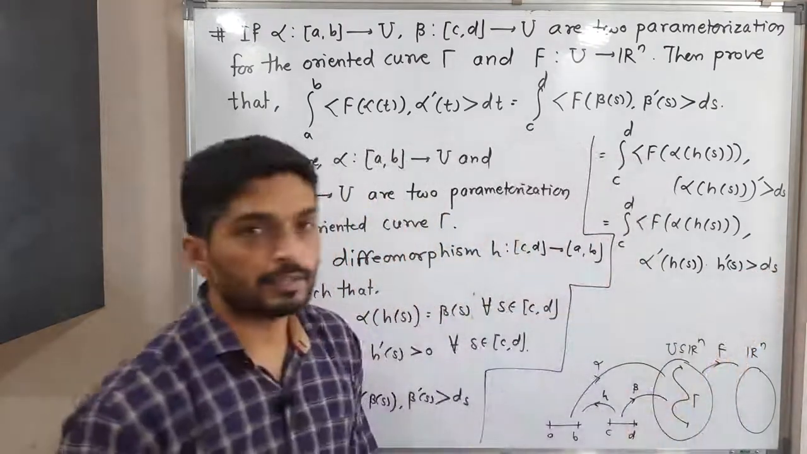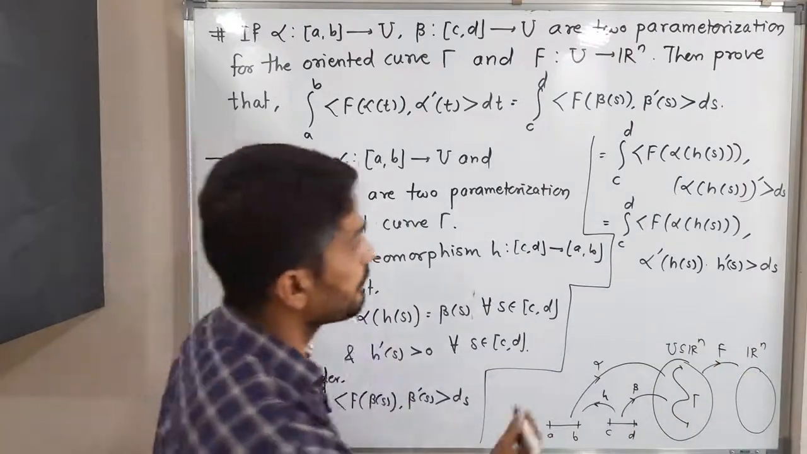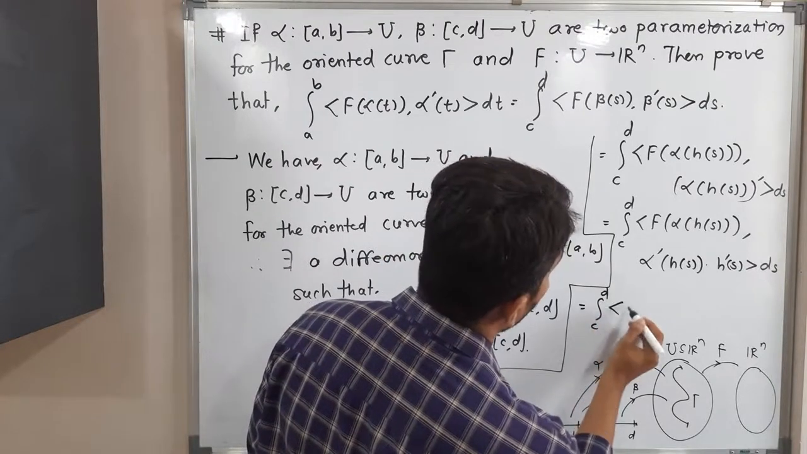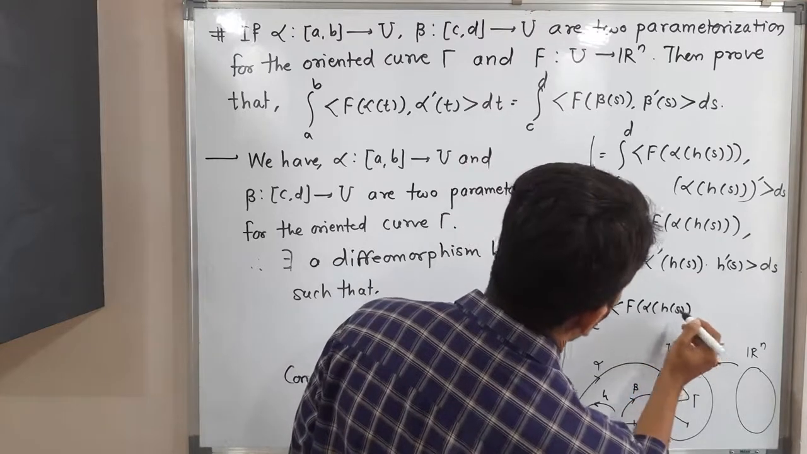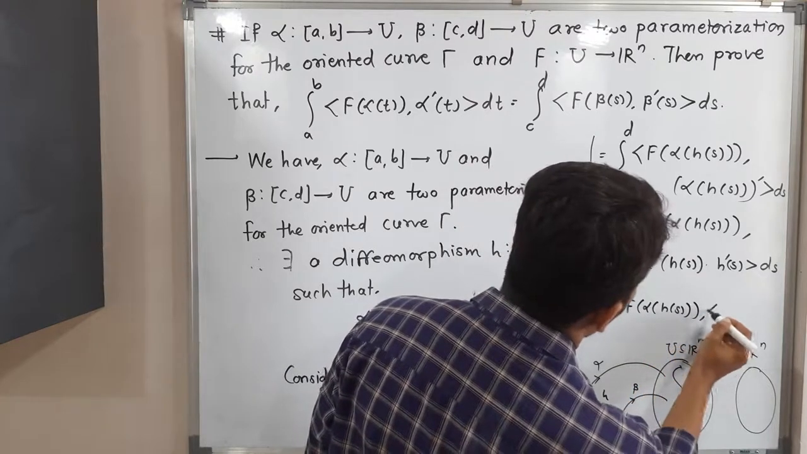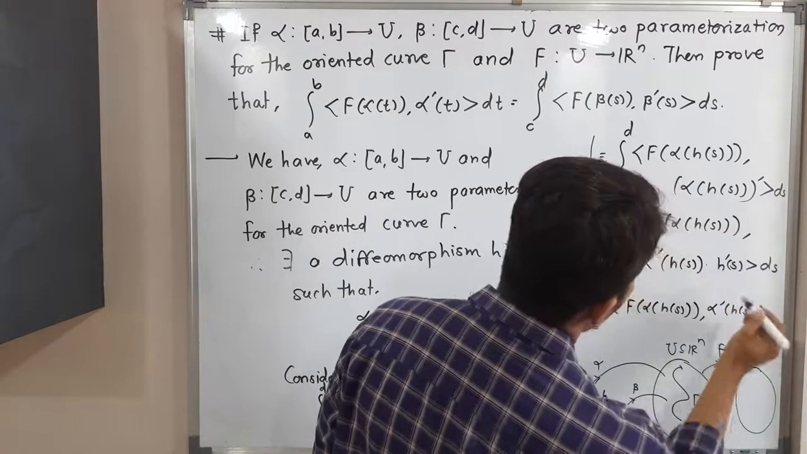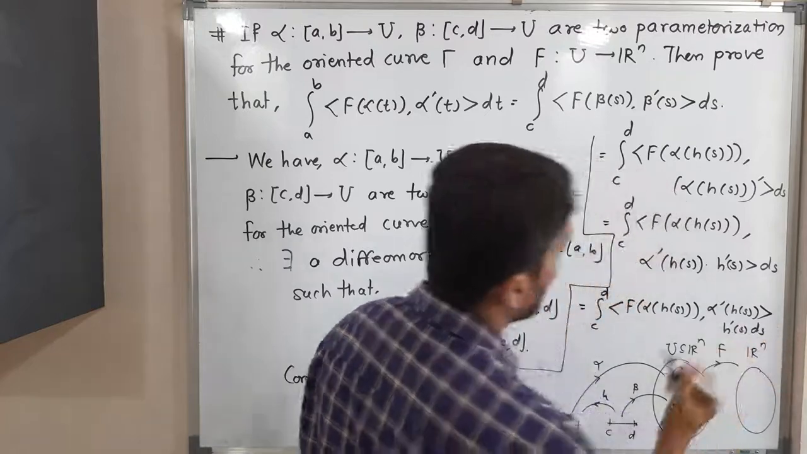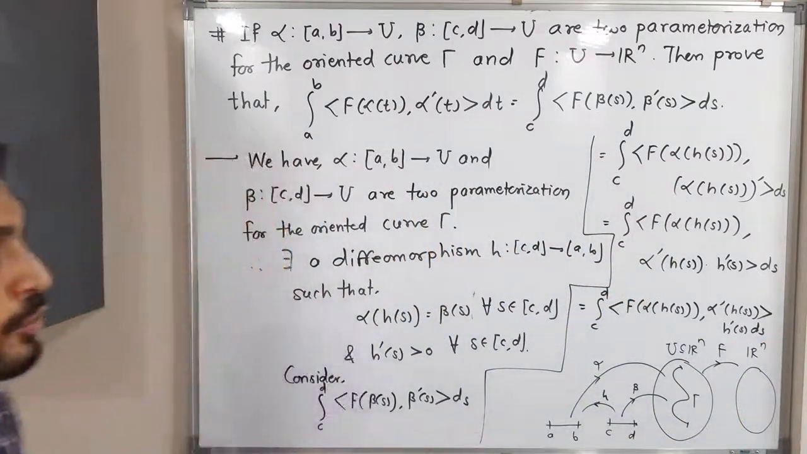So h dash of x is a real number, so you can take it outside the inner product. So what will happen? This is equal to the integration from c to d of the inner product of alpha of h of s, comma, alpha dash of h of s. And what did I tell you? h dash of s is a real number, it will come outside the inner product, and we will have h dash of s ds. There is no more space to write. Make a screenshot of it, then we will go further.